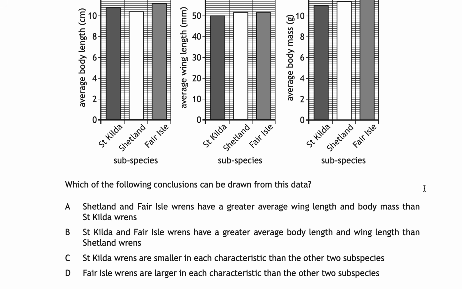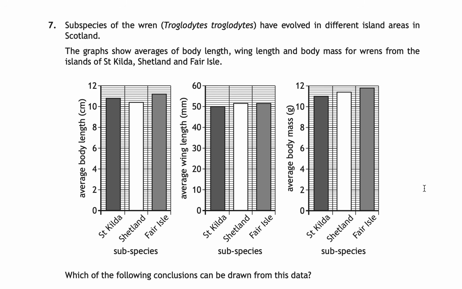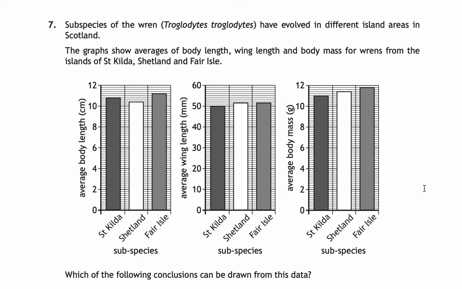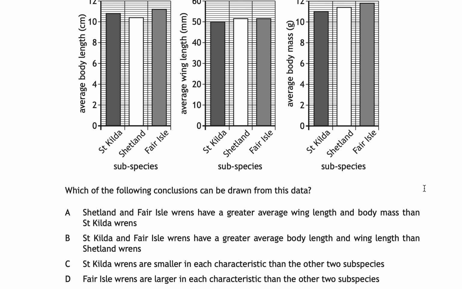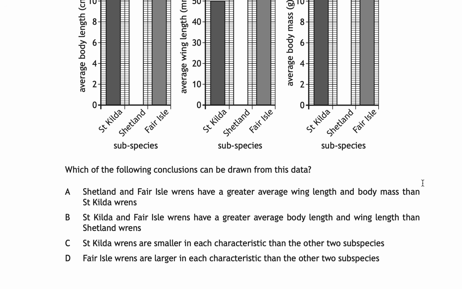For question 7 here, we find a bunch of different graphs that show a subspecies of wren that's evolved in different island areas in Scotland. And the graphs show the averages of body length, wing length, and body mass for the wrens from the islands of St Kilda, Shetland, and Fair Isle. So there's a bunch of statements down here. I'll try and fit both of these onto the screen just now. So which of the following conclusions can be drawn from the data?